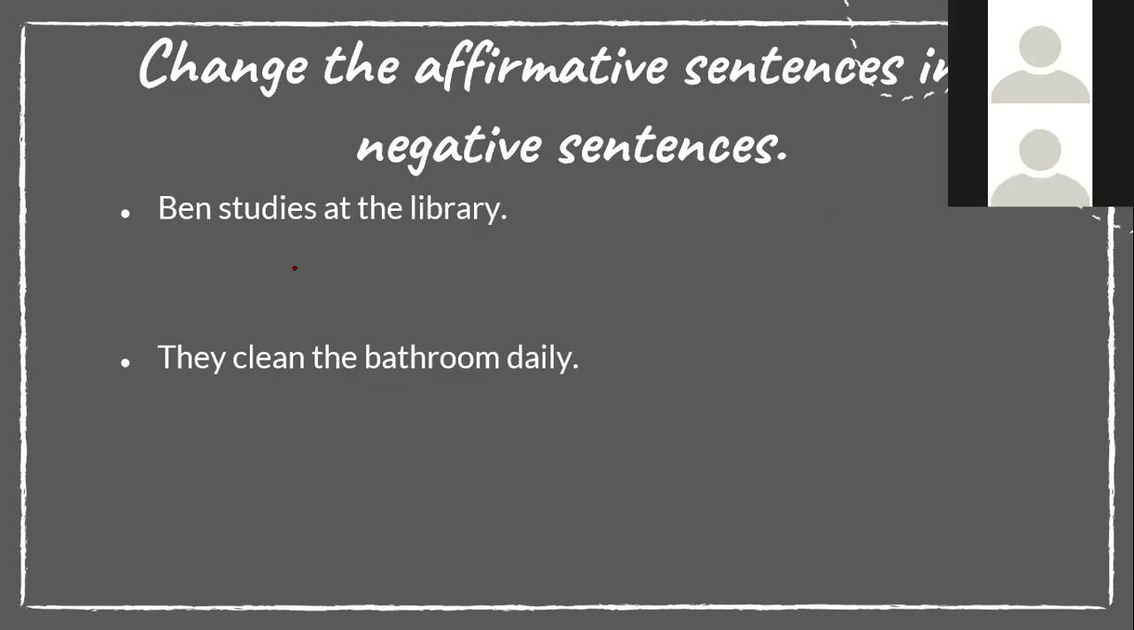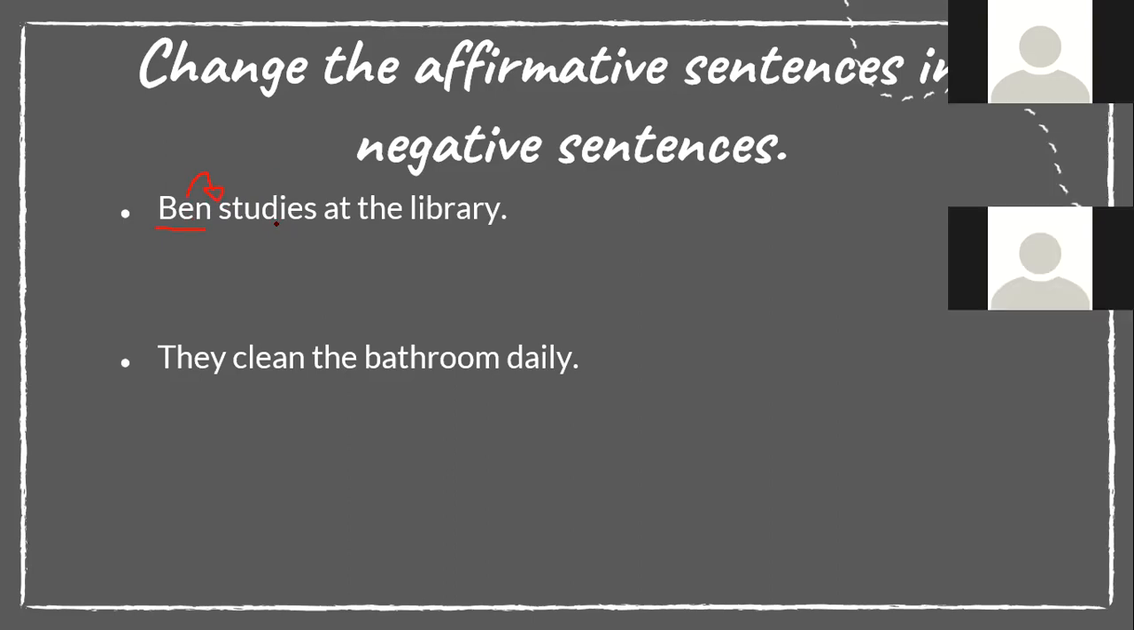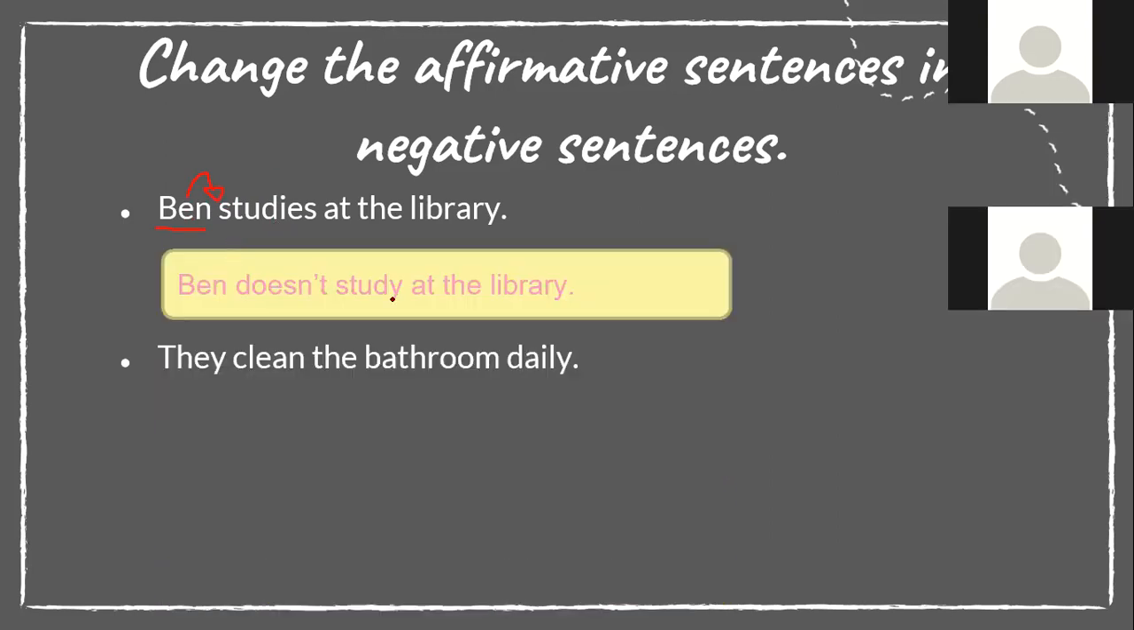Rena, can you change the first sentence from positive to negative, from affirmative to negative? Ben doesn't study at the library. Excellent. Ben is the subject. Ben is singular. So the singular subject takes doesn't. Since I wrote doesn't, then I have to write the verb in its base form. Ben doesn't study at the library. Excellent, Rena.